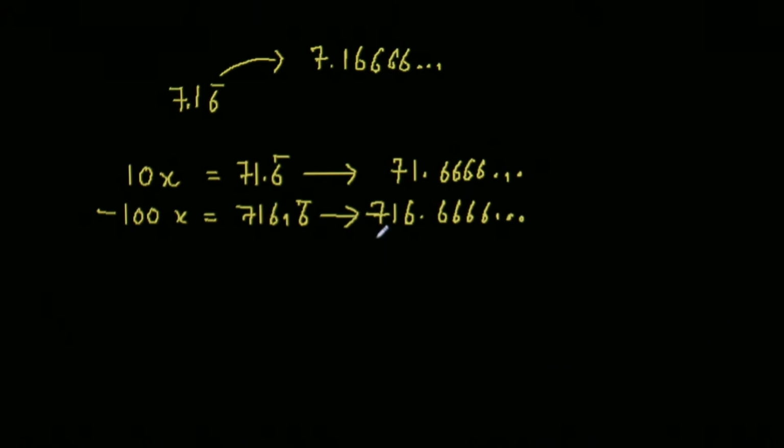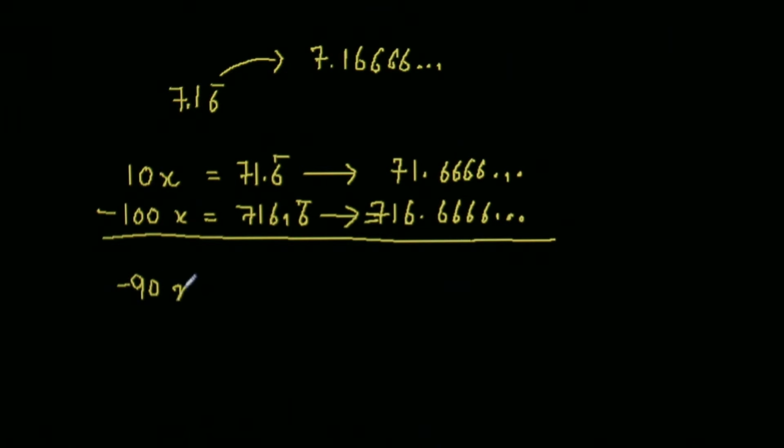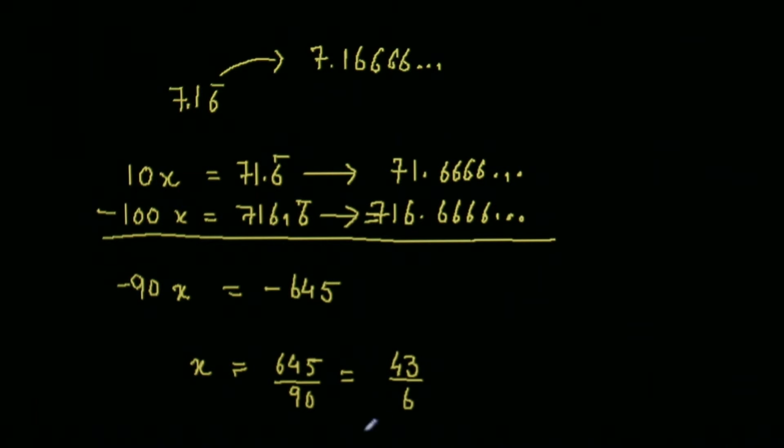And my negative sign is not visible here. Okay, there it is. Consider it. So now we'll just subtract, and what we are left with is minus 90x, which is equal to minus 645. So x is equal to 645 over 90, which we can cancel down to 43 over 6. That's the times table of 15.